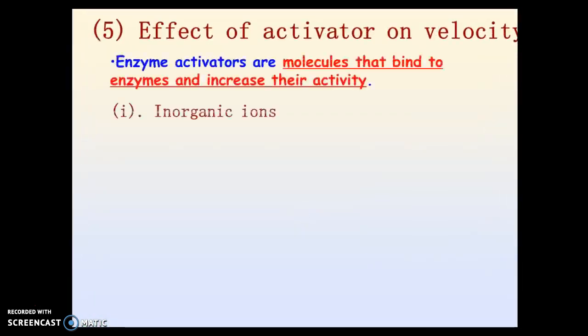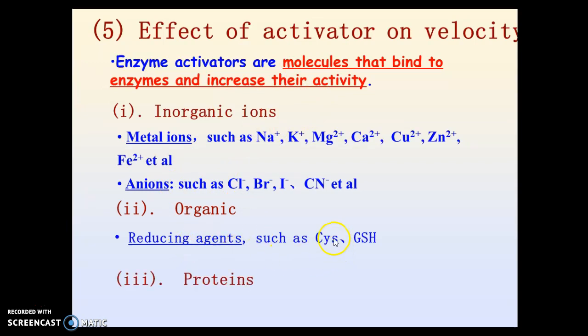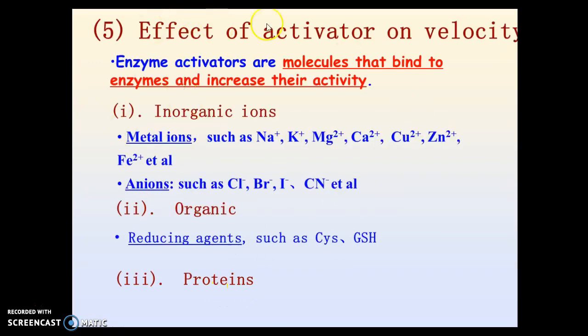Then the effect of activators: there are some activator molecules like metal ions, anions, and organic molecules like the reducing agents, for example cysteine and glutathione. They activate the rate of the reaction. Similarly, there are inhibitor molecules which can reduce the rate of the reaction. So these are the basic ideas of enzyme molecules. Thank you.